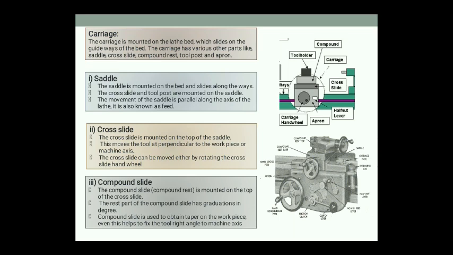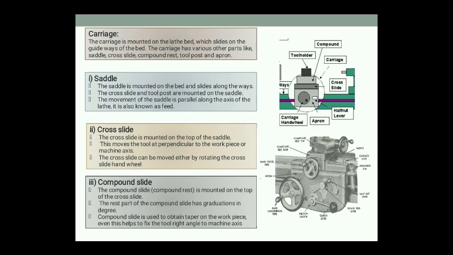Saddle is the one which is responsible for movement of the whole carriage over the bed. The saddle is mounted on either side of the guideways, so it is in the form of an H. Then comes the cross slide. The cross slide is mounted on the top of the saddle. The movement of the tool post is done with the help of this cross slide. Whenever we want movement of the tool perpendicular to the axis of rotation, we make use of the cross slide.